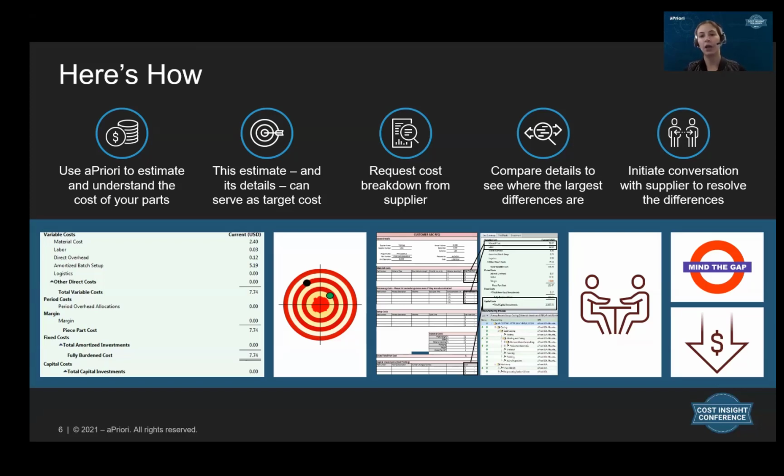And so you ask, your labor cost is different. Why? What labor time are you quoting? What tasks are adding most of the time? What's the labor rate? You can compare all of these data points to what's in aPriori and uncover the true root cause of the difference in cost.